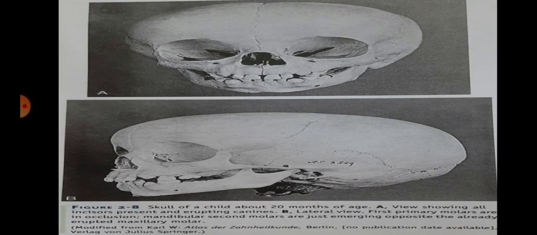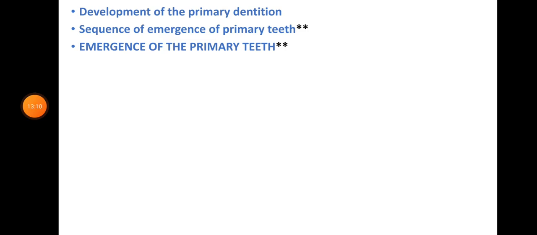First primary molars are in occlusion. Mandibular second molars are just emerging opposite the already erupted maxillary molar. And the mandibular canines erupt at 20, that is 17 to 23 months.